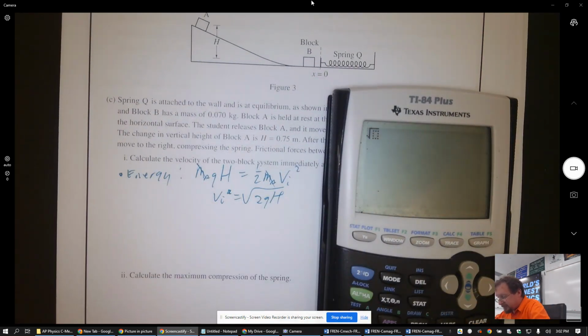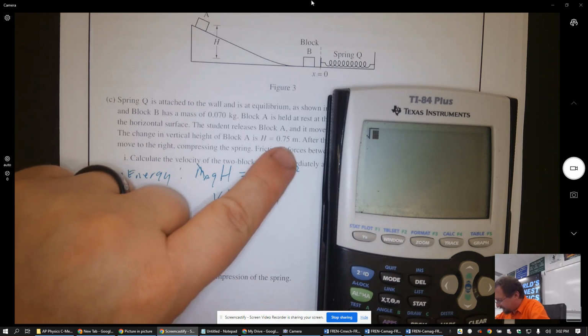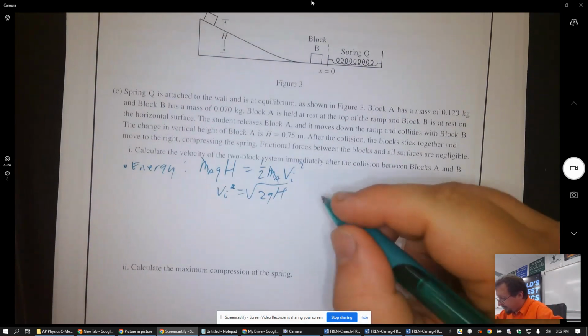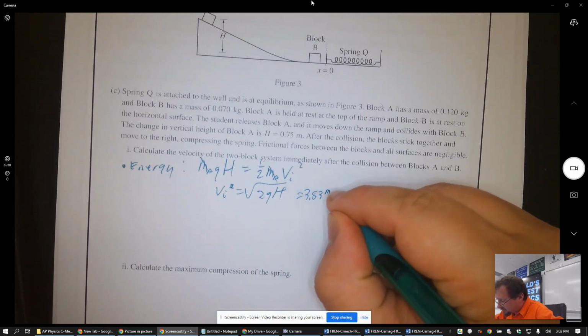All right, this is going to be an ugly number no matter what, because 0.75 does not comport with any nice g equals 10 type numbers. So what I've got is like 3.83. That's about 3.83 meters per second, right?